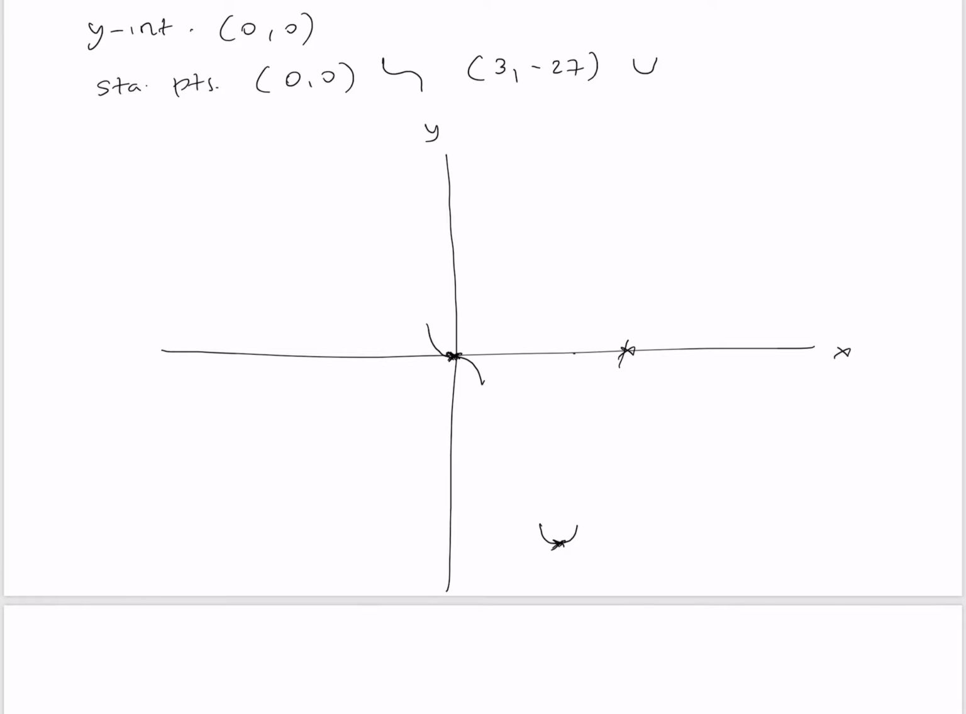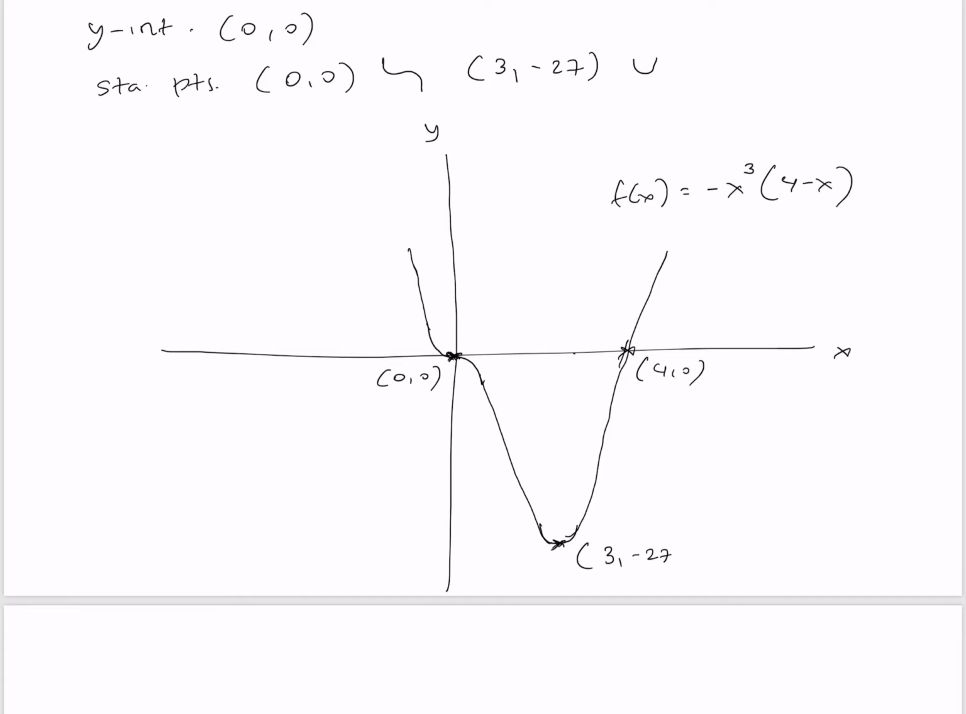So we're just connecting here. This is our graph going to this point and passing through that one. This point is (3, negative 27), this one is (4, 0), and this one is (0, 0). So that is our graph of the function negative x to the power 3 multiplied by 4 minus x.